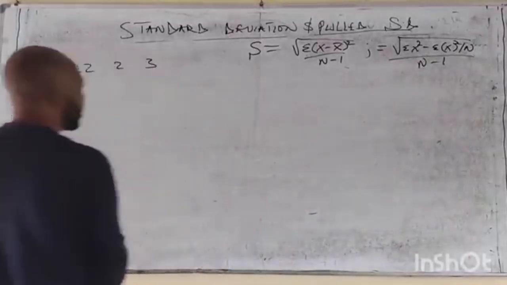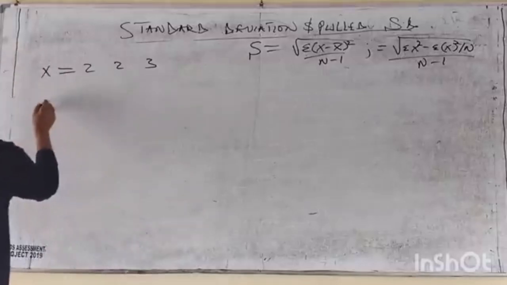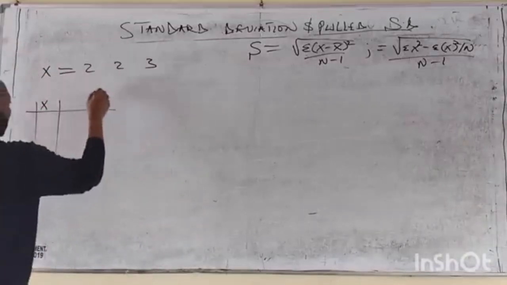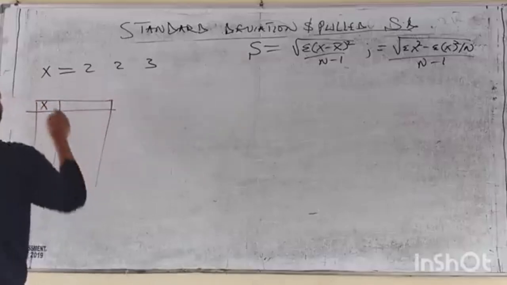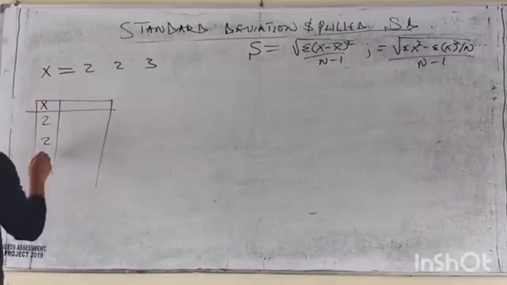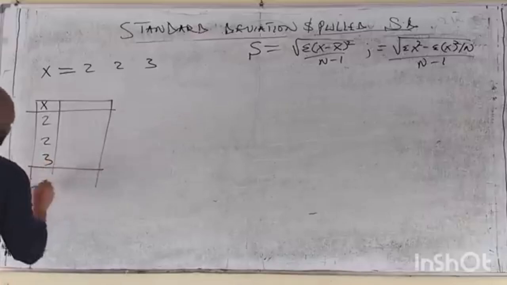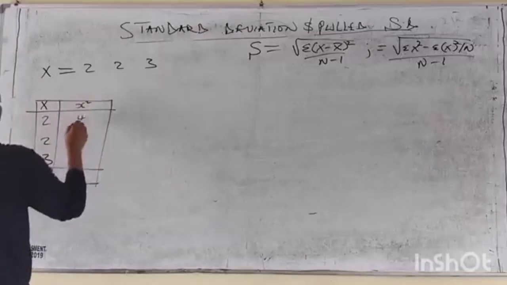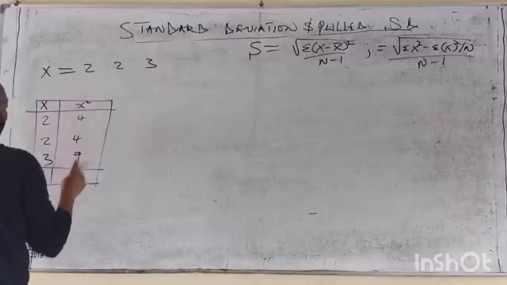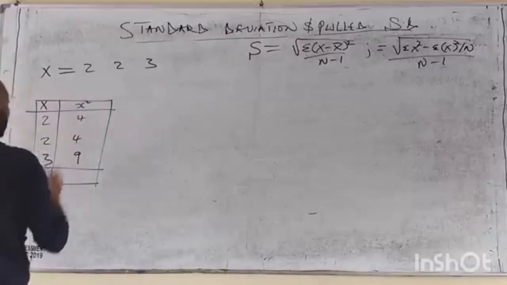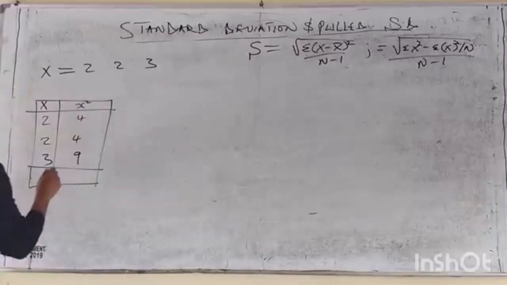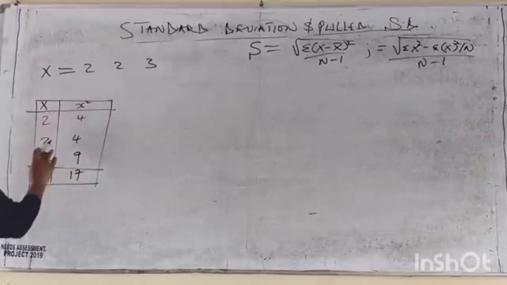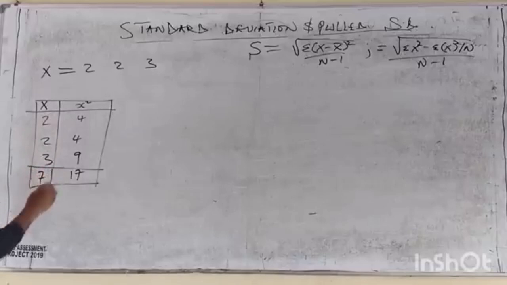So let's proceed further. Now my x is 2, 2 and 3. x squared will be 4, 4 and 9. 8 plus 9, 17. 17 total here. 4 plus 3, 7 here total.